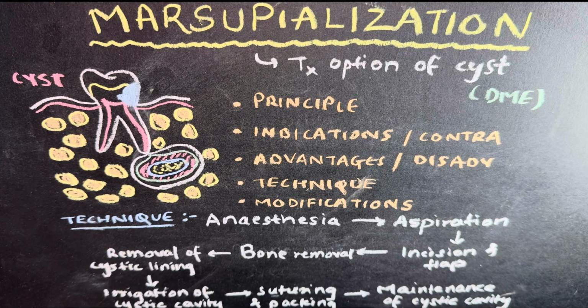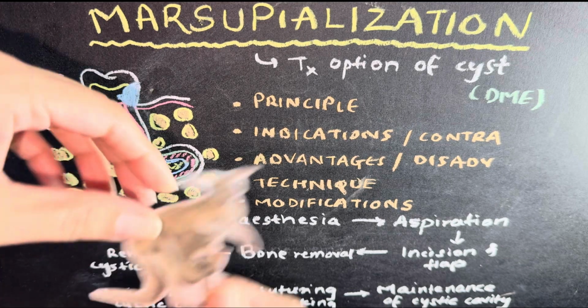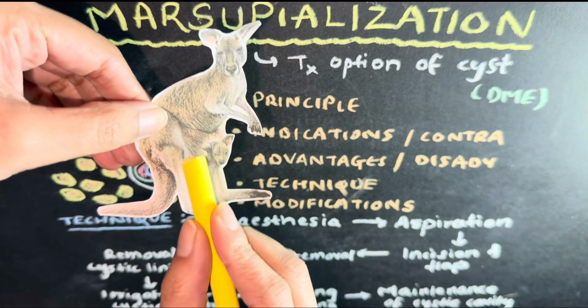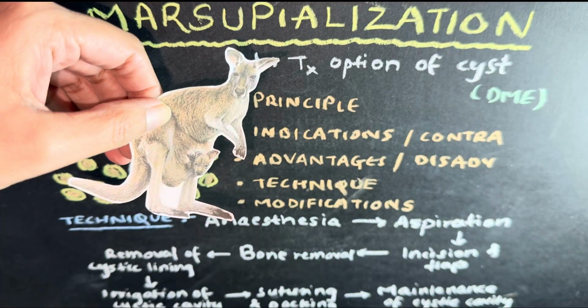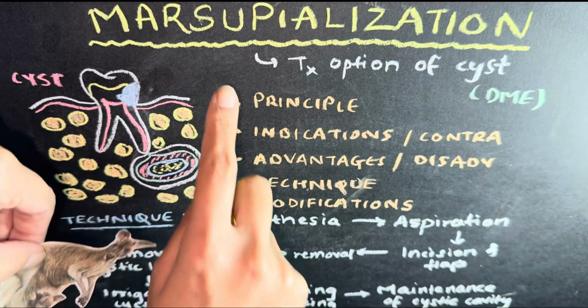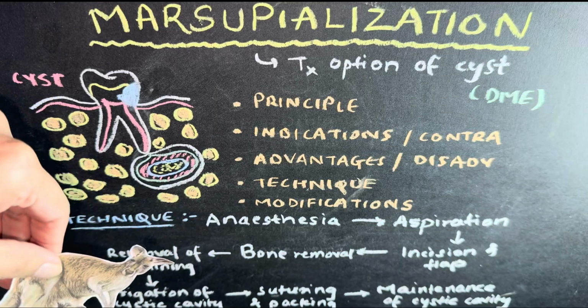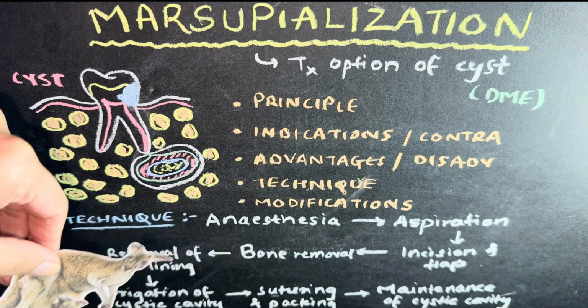The topic that we're going to discuss today is marsupialization, which is a treatment option of dental cyst. Marsupialization is derived from the word marsupial, which means the mammals like kangaroo, they usually have the pouch on their abdomen where they are going to carry their baby. So basically this procedure is creating such a pouch in the cyst.